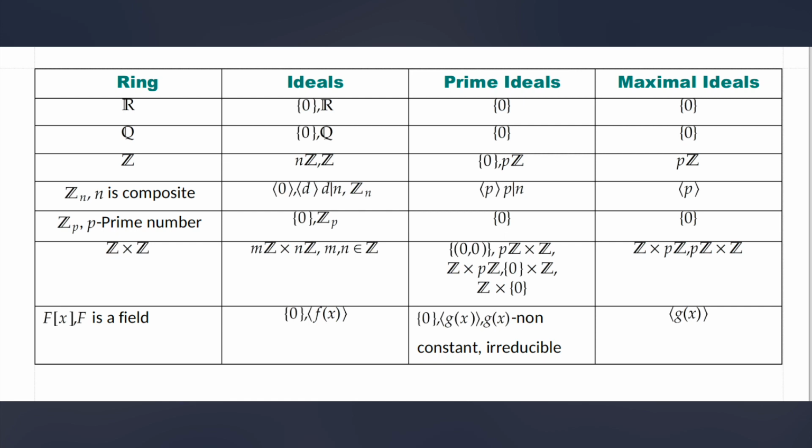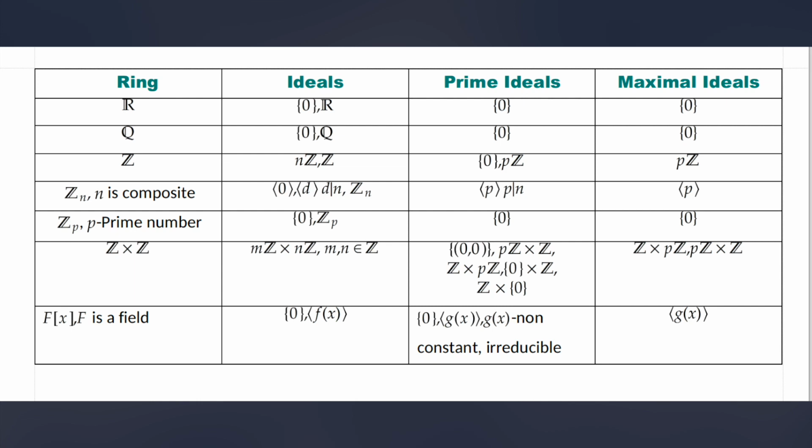For the ring Z, the ideals are nZ and the ring Z itself. The prime ideals are the ideal generated by 0 and pZ, where p is prime. The maximal ideal is also pZ, where p is prime.